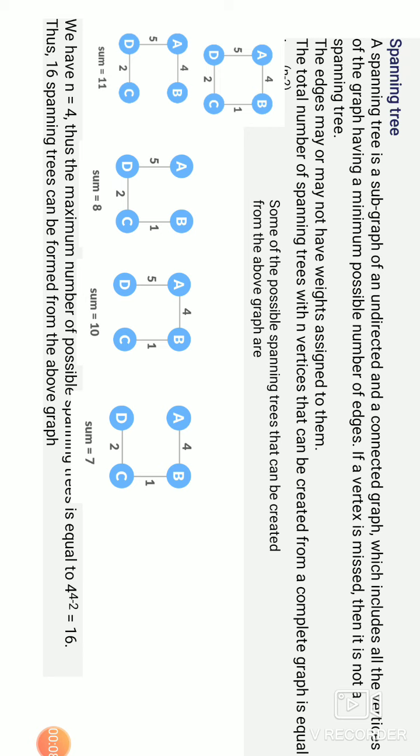Hello, today's topic is Prim's algorithm. Before we begin with Prim's algorithm, it's very important to know what is a graph and what is a spanning graph or a tree.